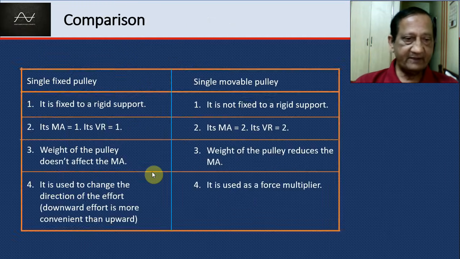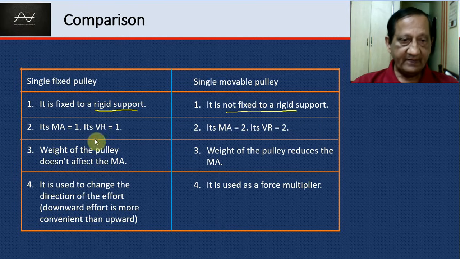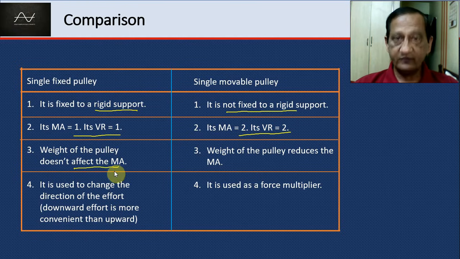So to compare single fixed pulley and single movable pulley. Single fixed pulley is fixed to a rigid support, but this is not fixed to a rigid support, it is movable. MA and VR are both equal to 1. Here MA and VR are both equal to 2 under ideal conditions. The weight of the pulley doesn't affect the MA because the pulley is not moving up and down. But in a movable pulley, that pulley itself moves. So the weight of the pulley reduces the MA to some extent.